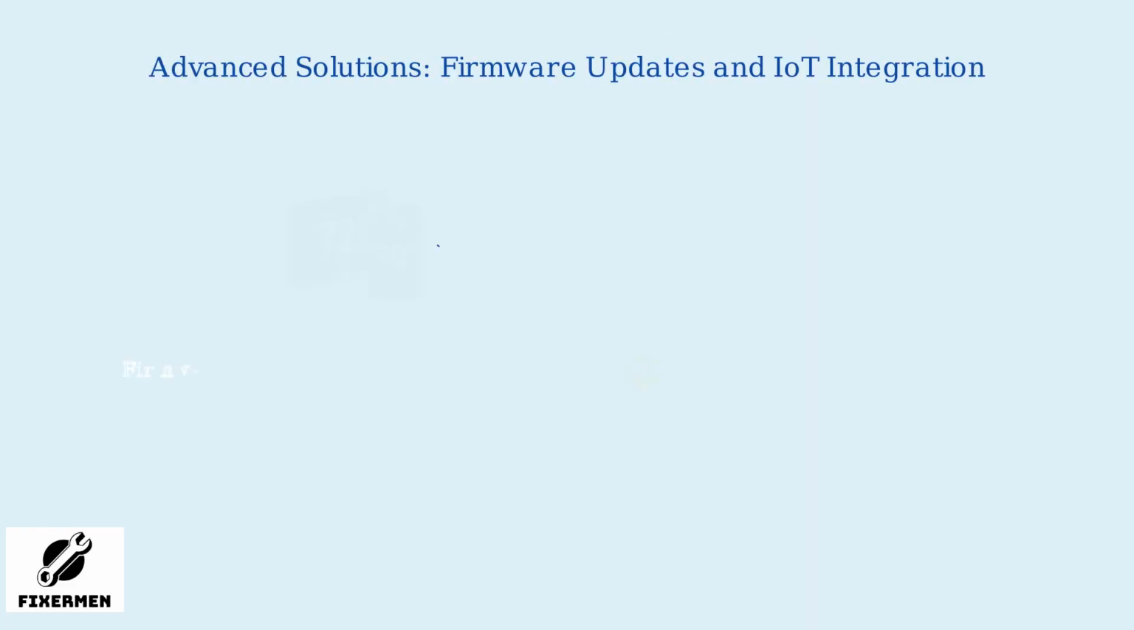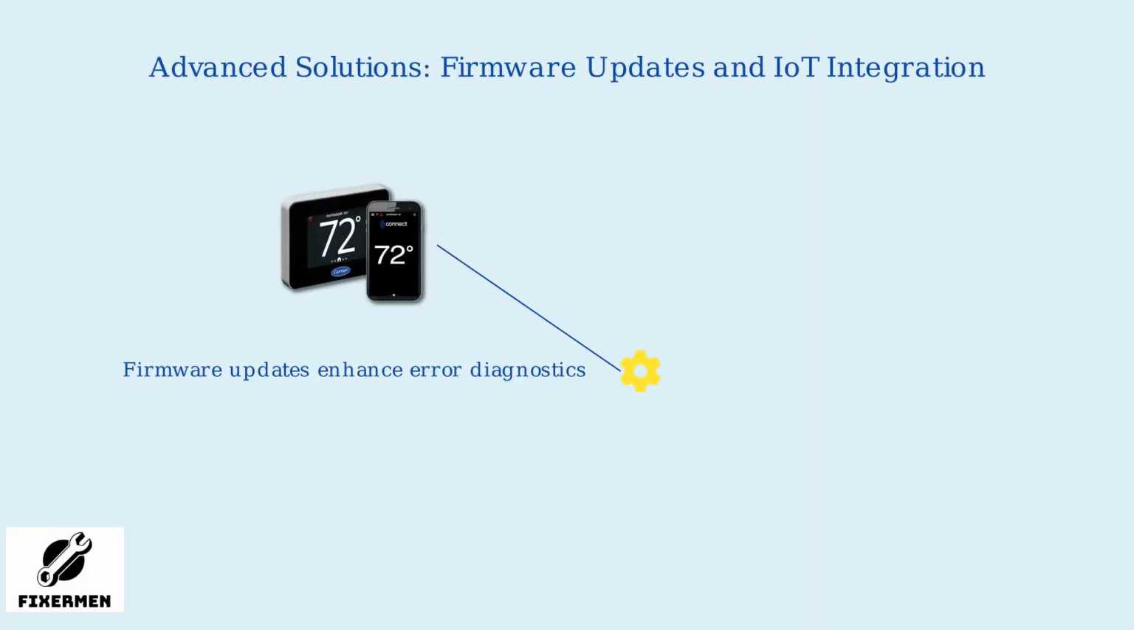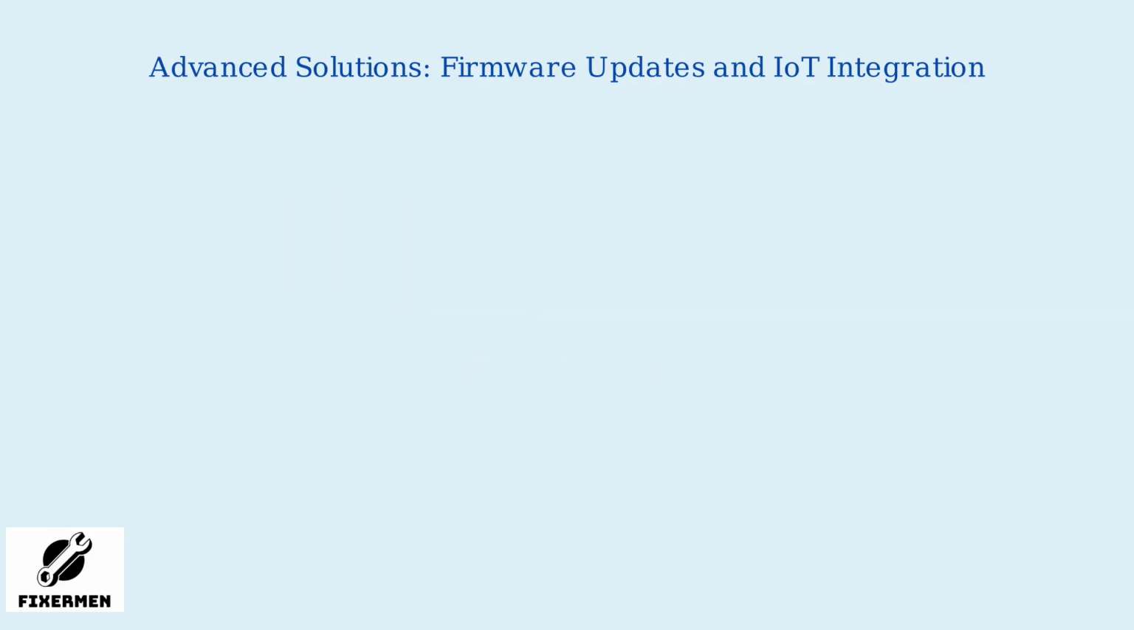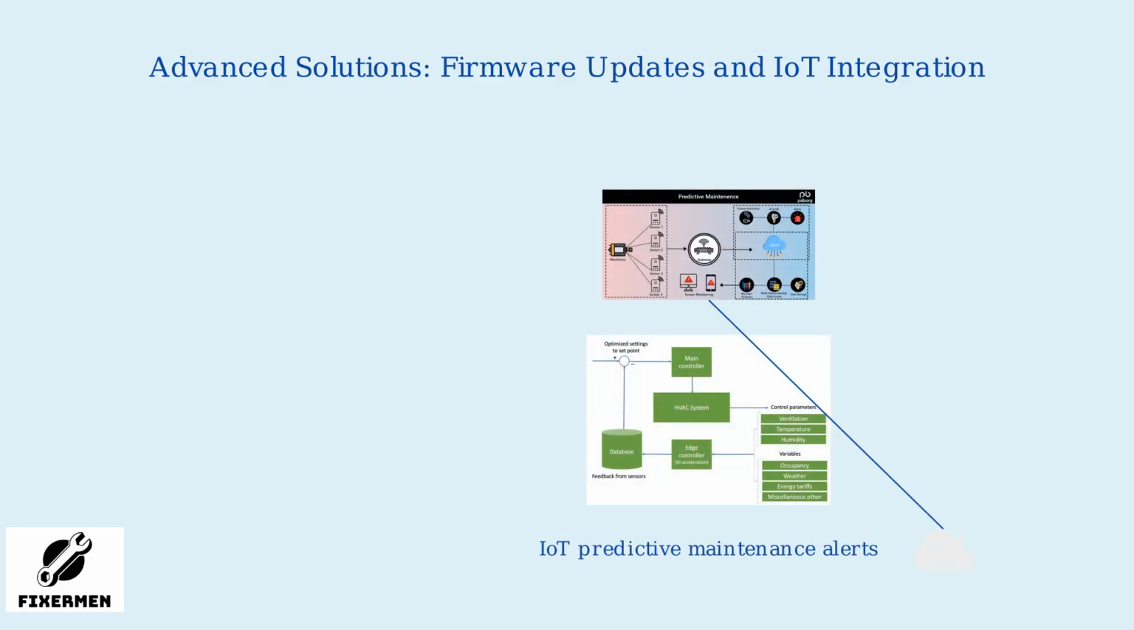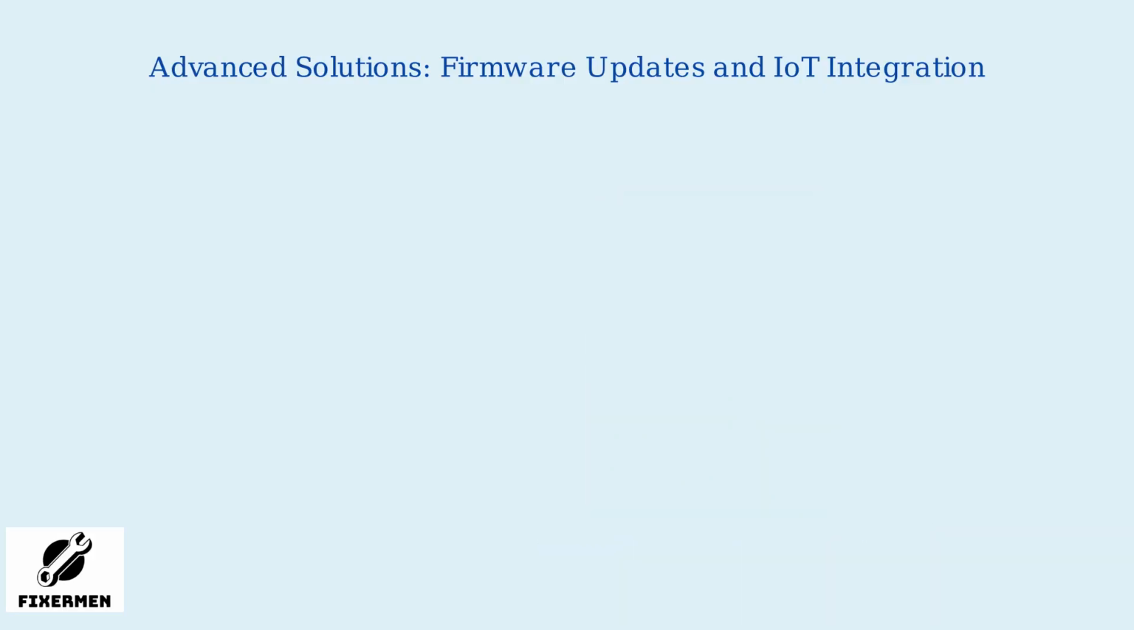Carrier has released firmware updates that enhance error code diagnostics. Check if your smart thermostat or app has available updates. These updates can provide more detailed information about the F2 error and potentially offer automated troubleshooting steps.